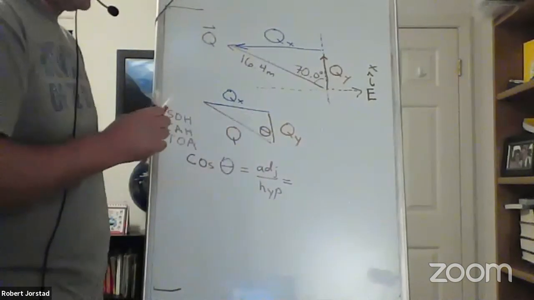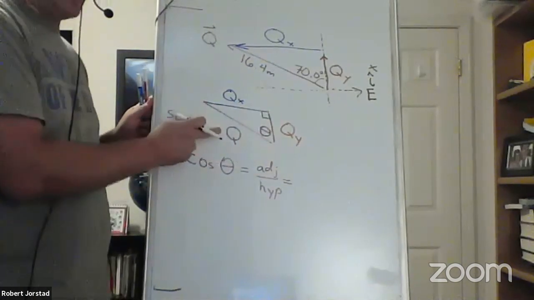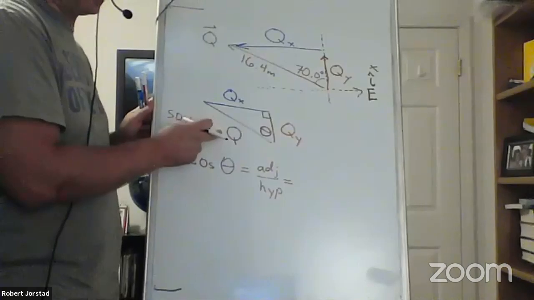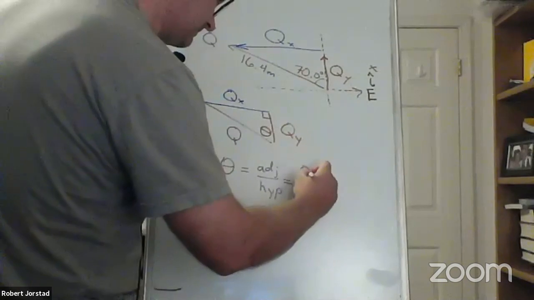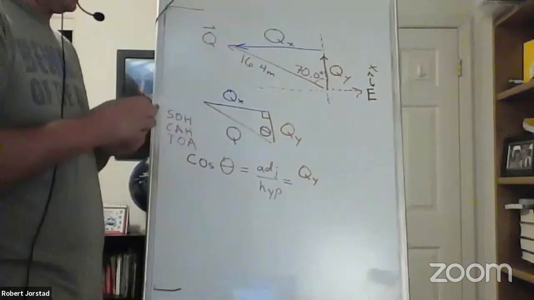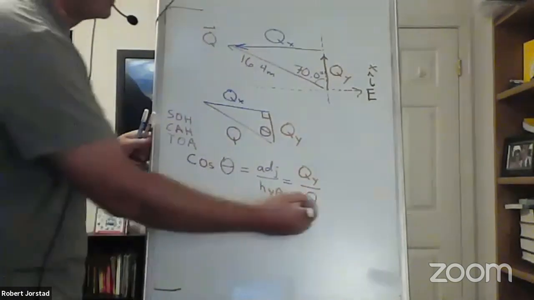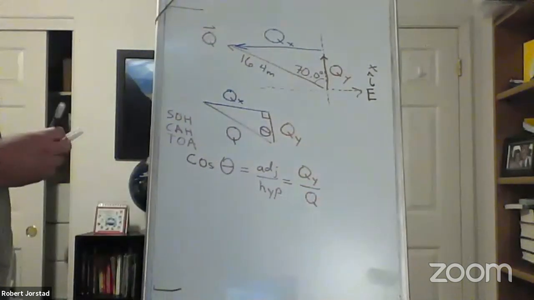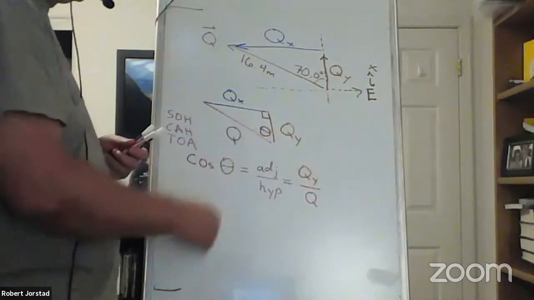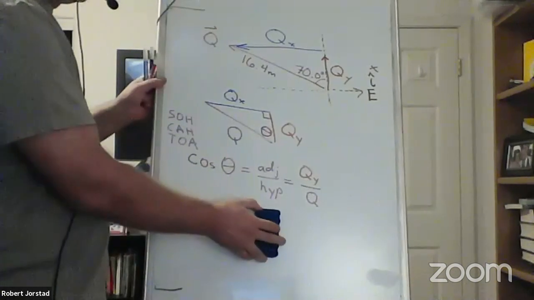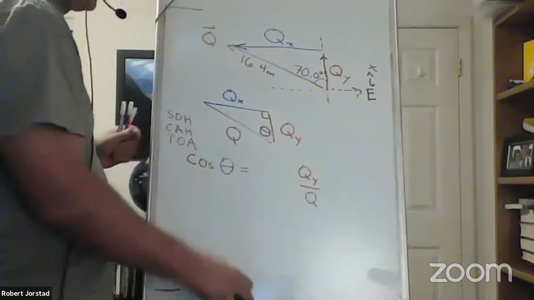Adjacent to theta. So we see that this angle right here is the right angle, which makes this side the hypotenuse. So this is the hypotenuse of the triangle. This side is adjacent. So notice it's Q_y. And then over here, the hypotenuse, I think I just said that, that's Q. All right. Now, from here, I could actually solve this. I don't need this piece anymore, right? Because we used it. So I'm just going to scoot this over now.